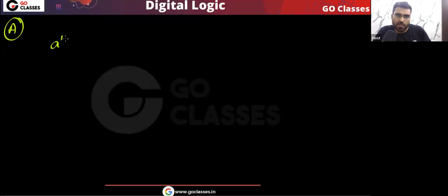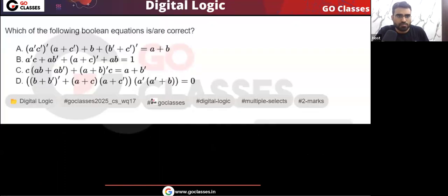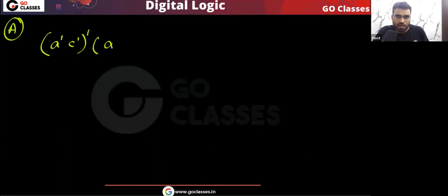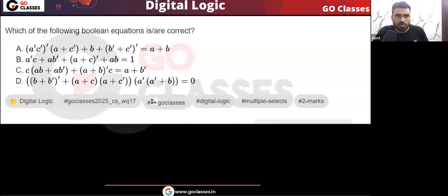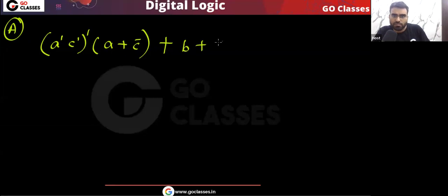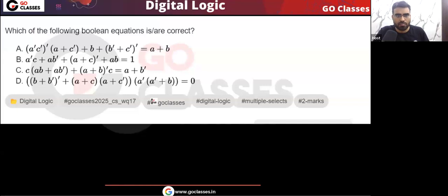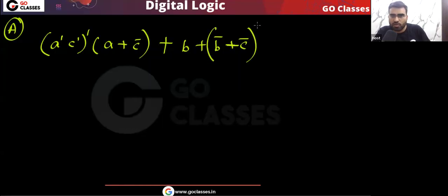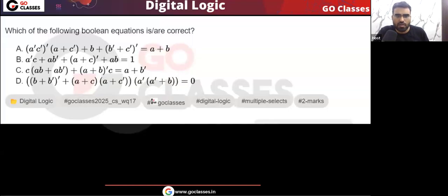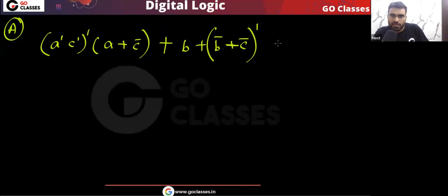This is a bar, c bar, whole bar, and a or c bar, or b, or b bar or c bar, whole bar. Okay, b bar or c bar whole bar. This is given to you. Now let's see, is this equal to a or b? Are we getting a or b?